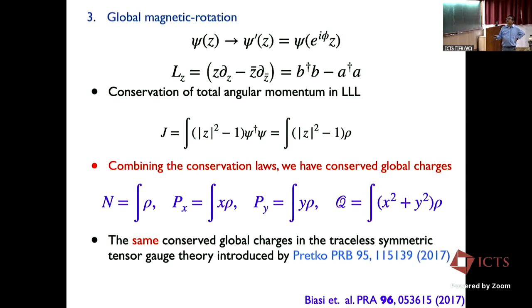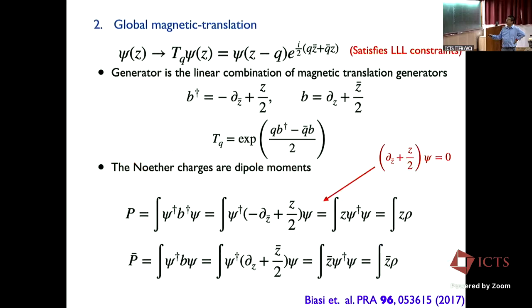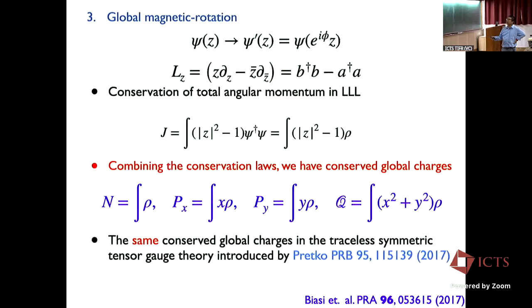Furthermore, you can have the magnetic rotation. So you rotate the coordinate with some phase, a global rotation. And this is the operator that does this rotation, and it equals B dagger B minus A dagger A. So when you sandwich it with psi dagger and psi, and using the constraint that it is in the lowest Landau level, you can show that the angular momentum has this form. The one here just comes from the A dagger A. A dagger A acting on the lowest Landau level gives you just 1. But B dagger B gives you something like Z squared.